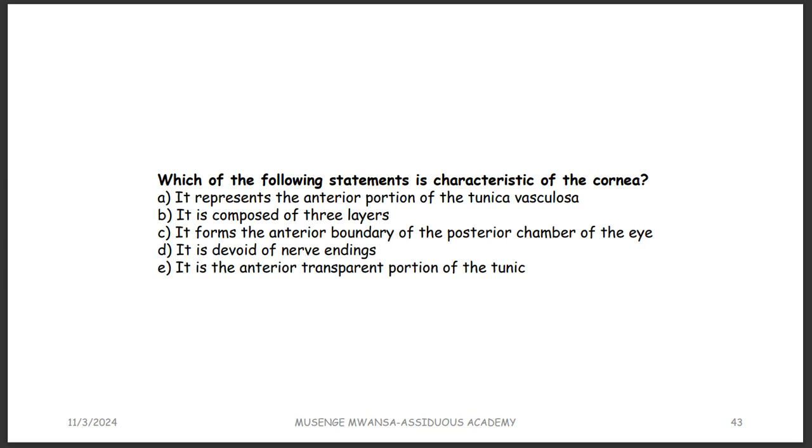Anyone that can help with this one? The anterior transparent portion of the tunic. Okay. Is there anyone with it? A represents the anterior portion of the tunica vasculosa.